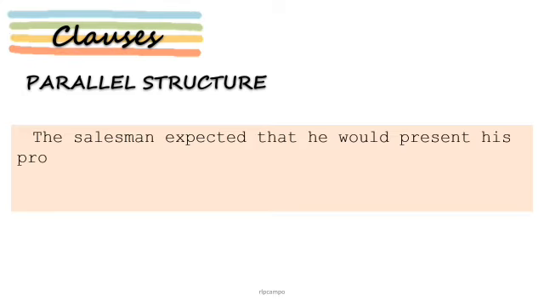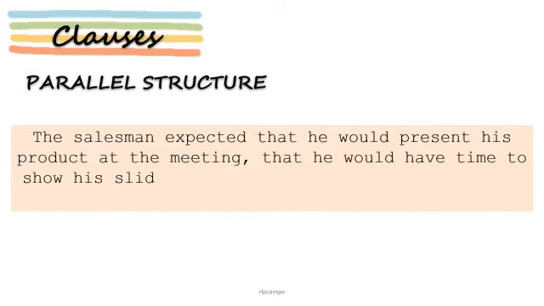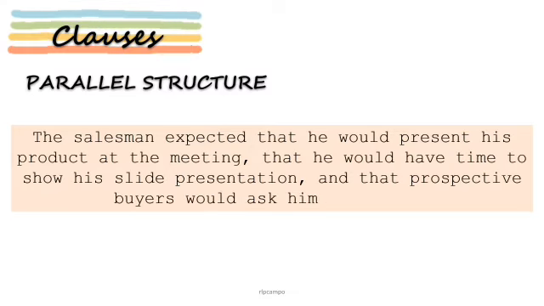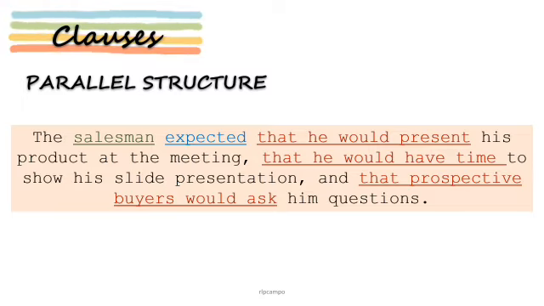The salesman expected that he would present his product at the meeting, that he would have time to show his slide presentation, and that prospective buyers would ask him questions. In here, the subject is salesman and the verb is expected. The clauses underlined with red are expressed in the same tense, which makes the sentence parallel.